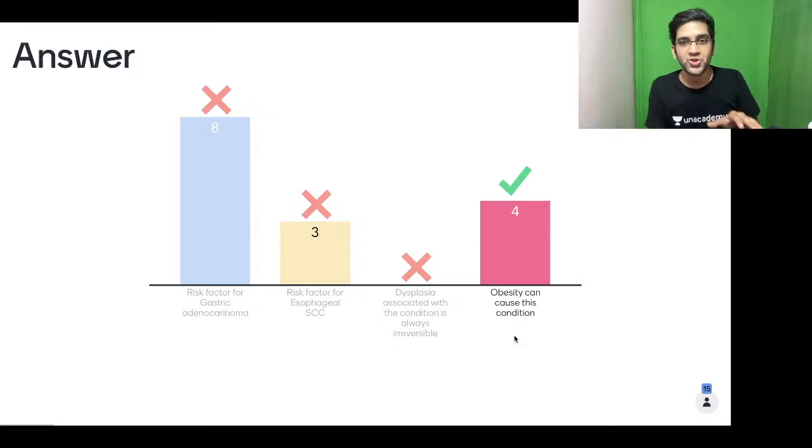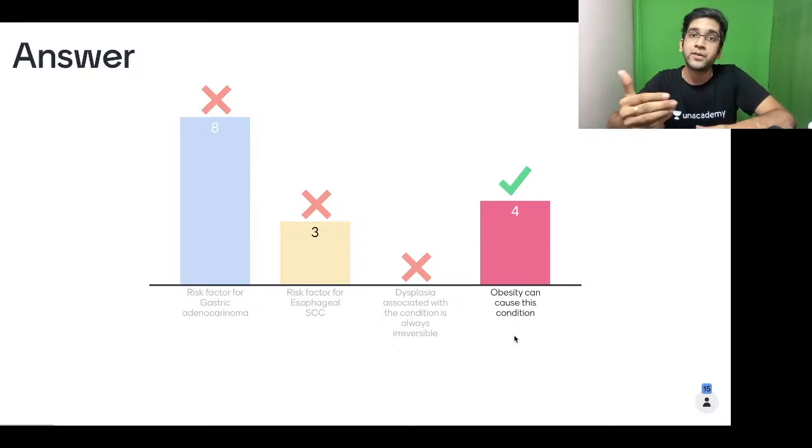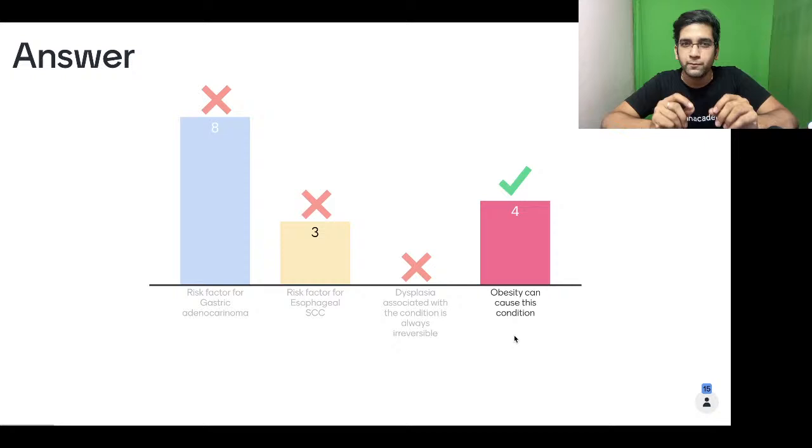Perfect. Dysplasia associated with the condition is not always irreversible. The low-grade dysplasia is obviously reversible. Obesity can cause this condition because the fat can build up around the diaphragmatic hiatus, which can cause GERD. A long-term GERD can cause Barrett's esophagus, right? So option 4 is the right answer. Please read the questions and the options carefully and go ahead. Again, since time is important for you to score, it doesn't mean that you have to write faster and go with the wrong answer, fine? You go to the next question.